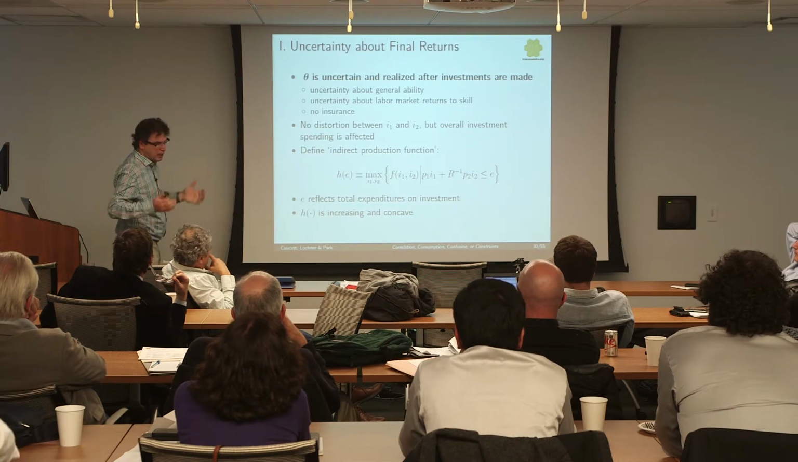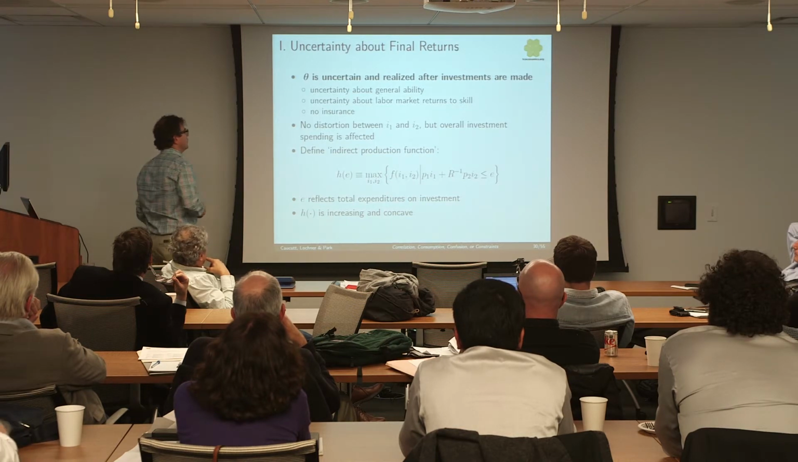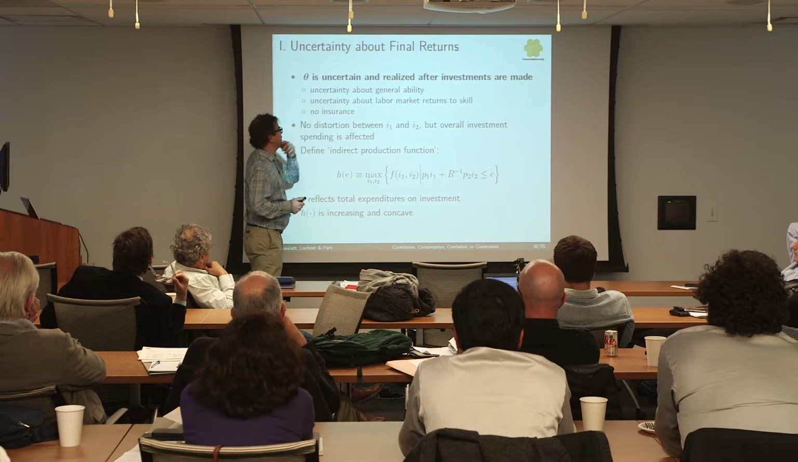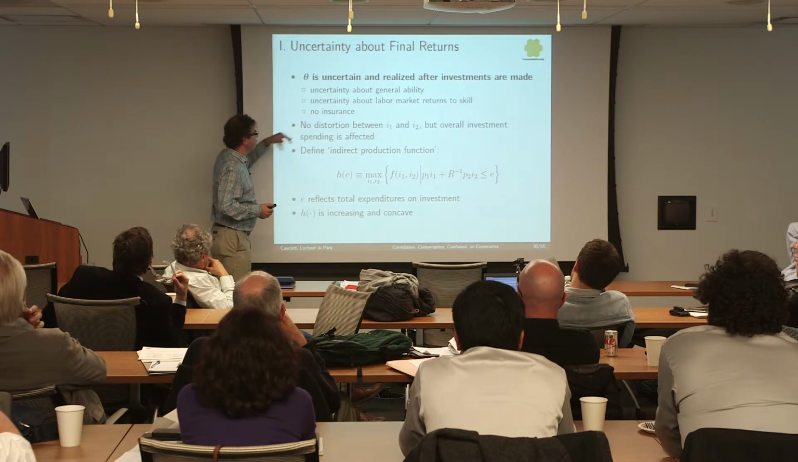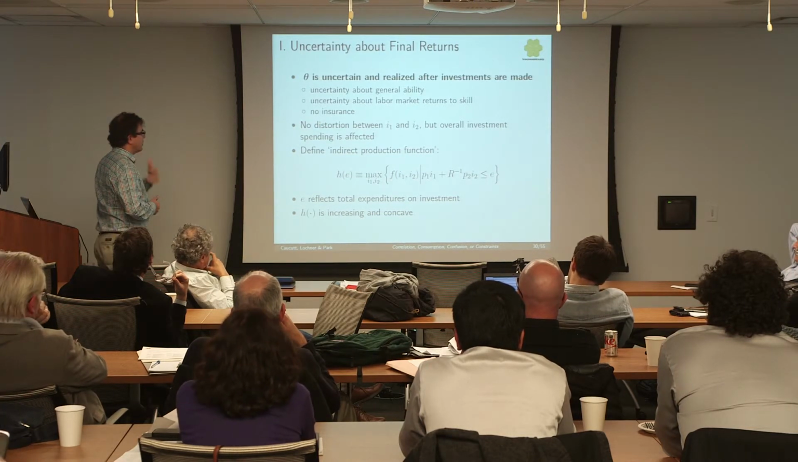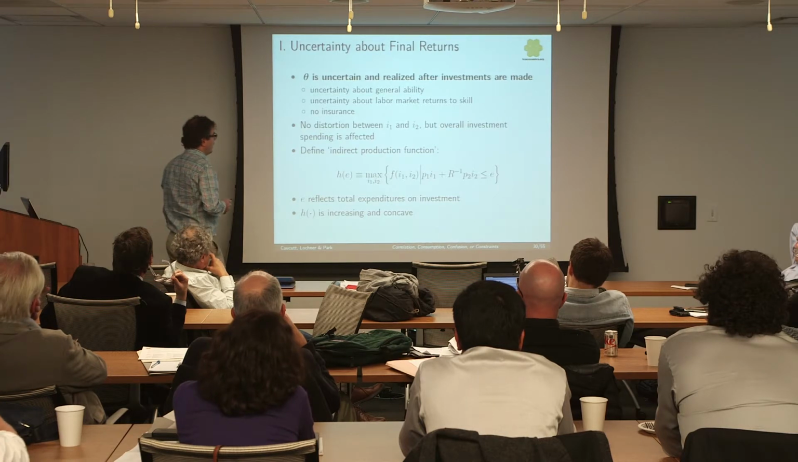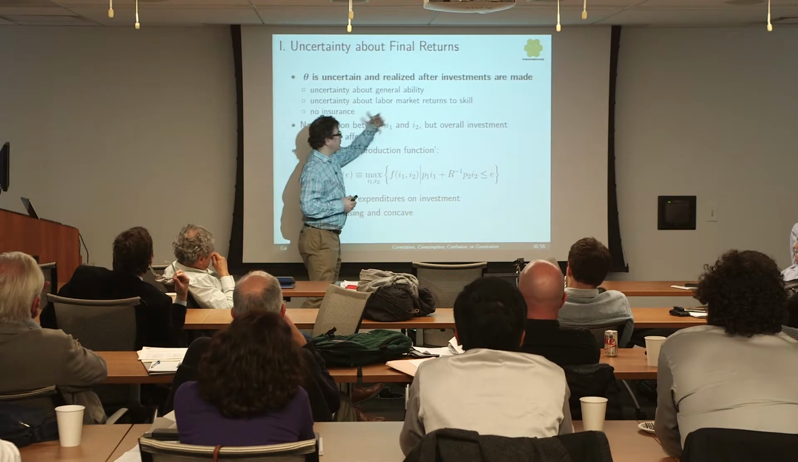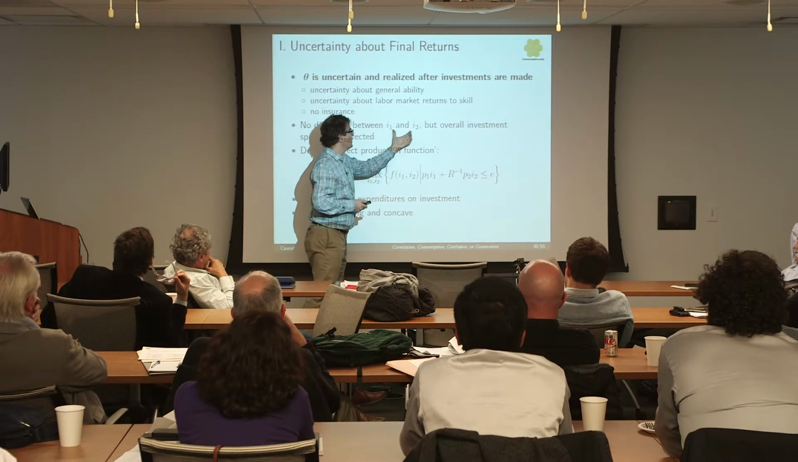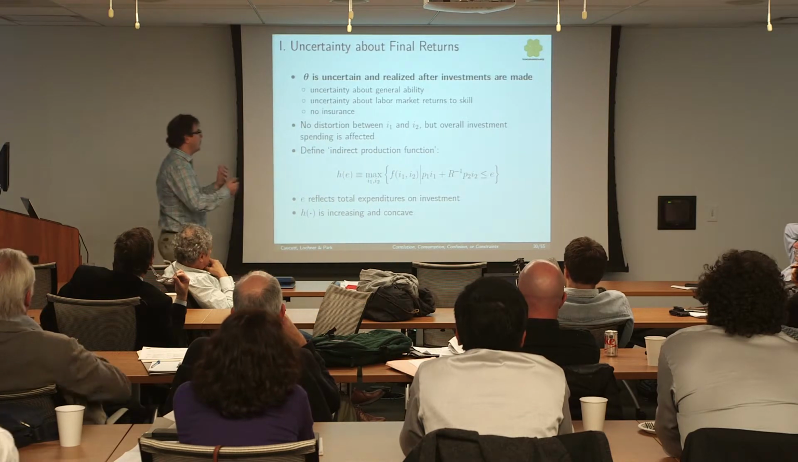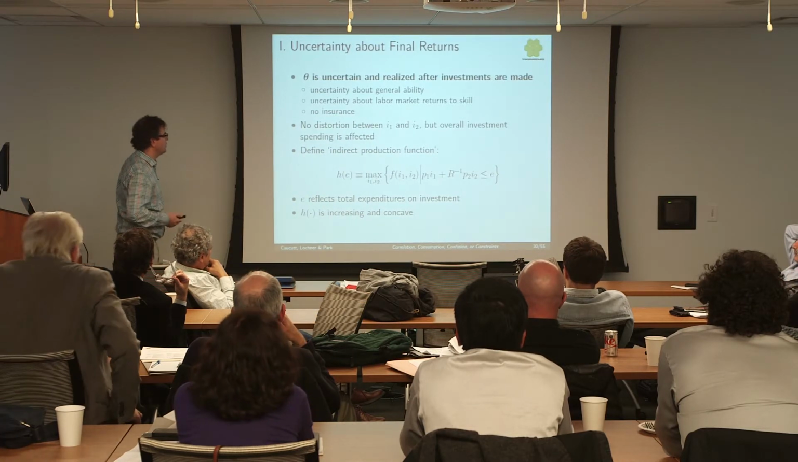And here that could be labor market uncertainty about the returns to skill, or you don't know about your kid's ability, and there's going to be sort of no insurance markets here. So you make these investments and you have to live with them. You can see, because you don't observe your theta till the end, there's not going to be really any distortion between I1 and I2, but the overall level might be distorted.